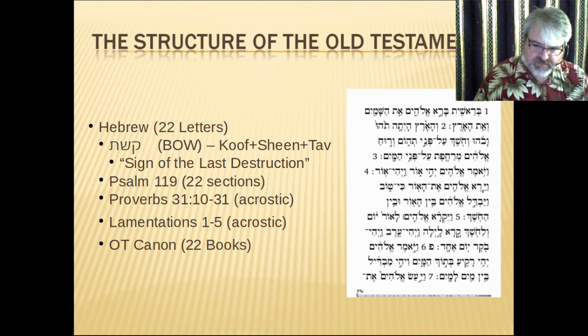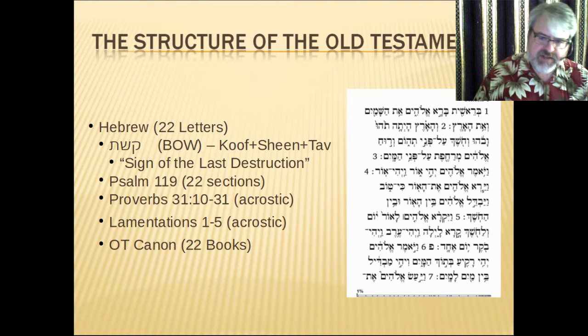For example, the word bow, represented by these three letters, Kuf, Shin, and Tav. Each of these letters has a particular meaning as word pictures. Kuf, for example, is the back of the head. You can kind of see that in that third letter there on the screen. Sheen is teeth, a kind of biting or a finishing move. And Tav here represented as that initial letter. You see, obviously Hebrew is right to left, so I'm describing this for you. That is the t sound.